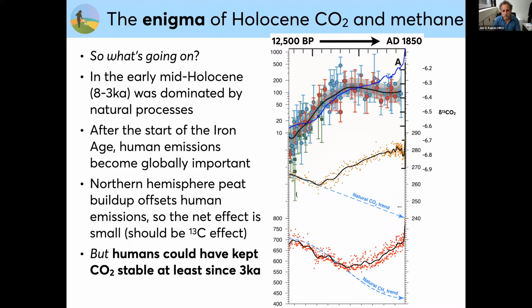So just to summarize that, in this early to mid-Holocene period, I would say that there is a rise there that's driven by natural processes. But after the start of the Iron Age, human emissions start to become globally important. And there is some geochemical evidence that this might be true as well. At a period when we would expect CO2 to be falling, it's not. It's either stable or rising.